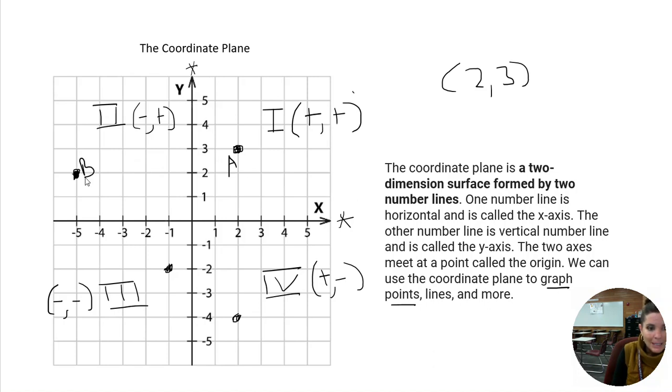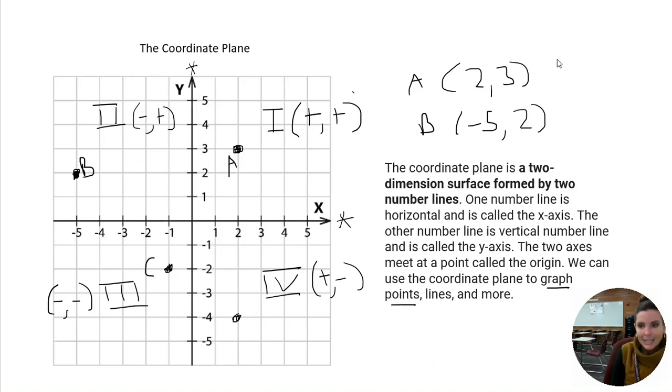Point B. To get to point B from the origin, we have to count to the left 5. So on the x-axis, we move to the left 5, and then up 2, so 2 on the y-axis. So the location of point B is left 5, up 2. So its ordered pair is (-5, 2).